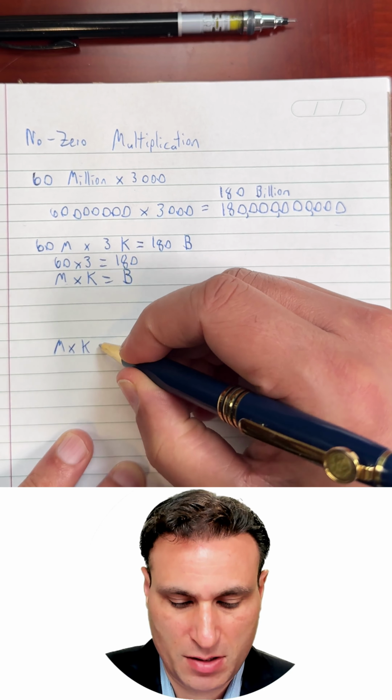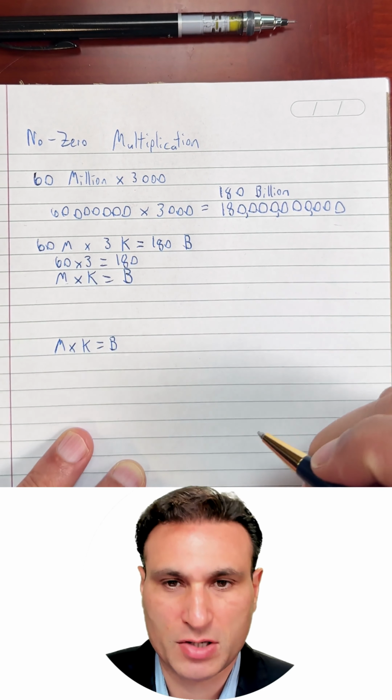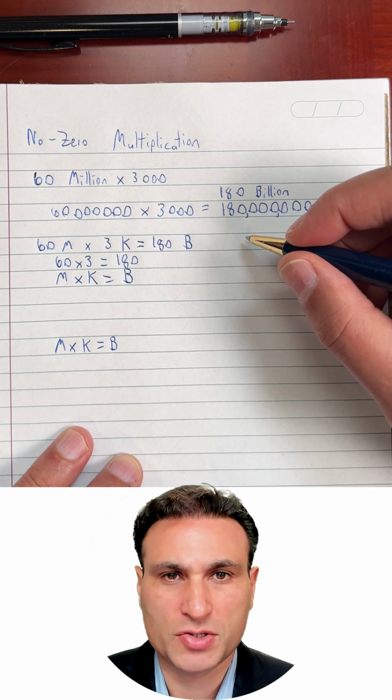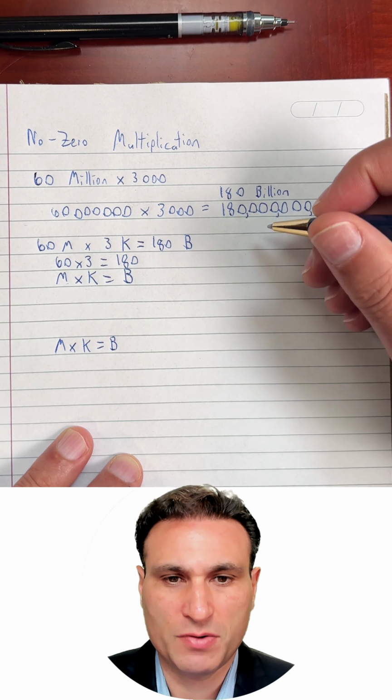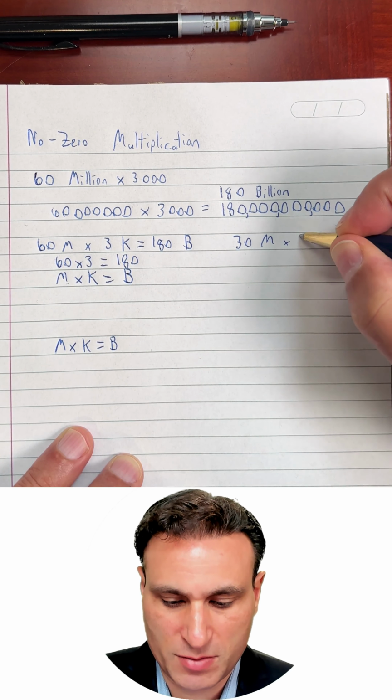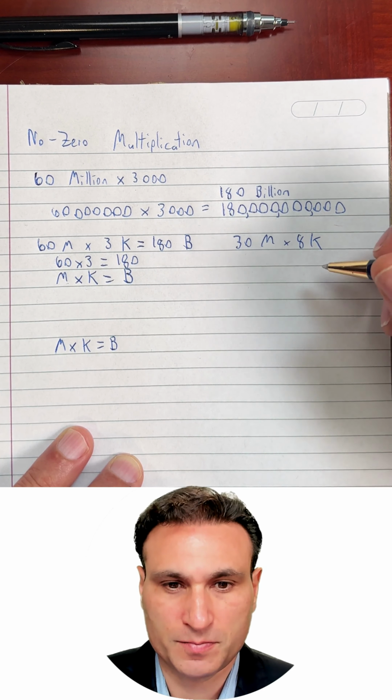M times K equals B. Million times 1,000 equals billion. Another example, what is 30 million times 8,000? Using abbreviations, this is 30M times 8K.